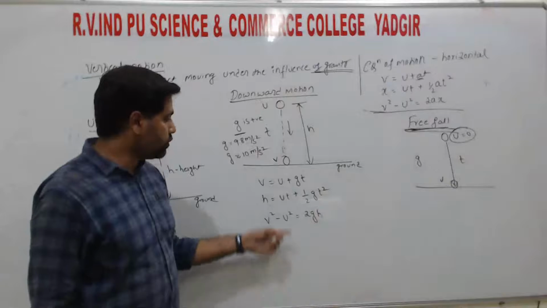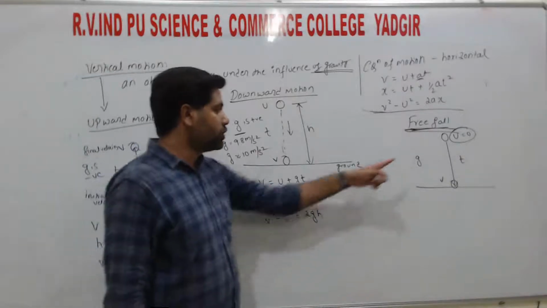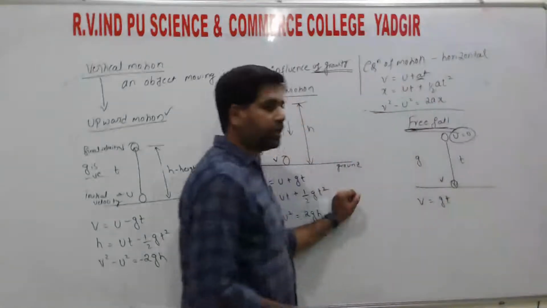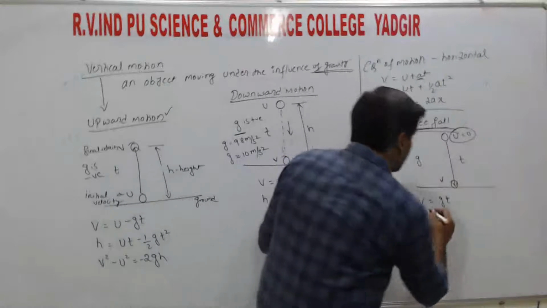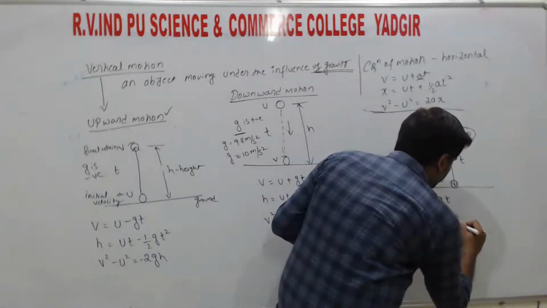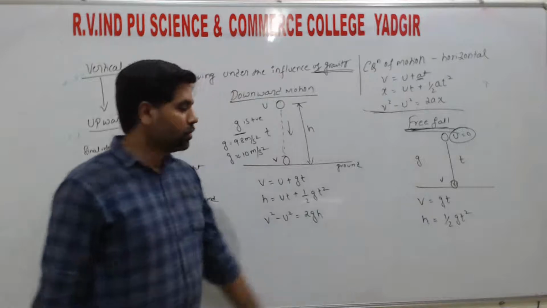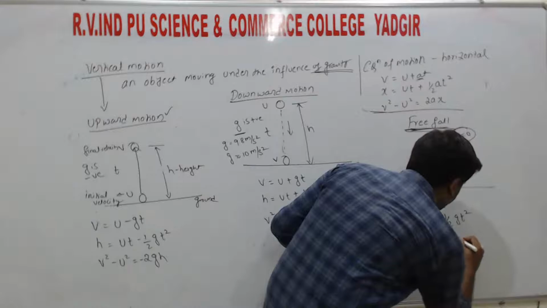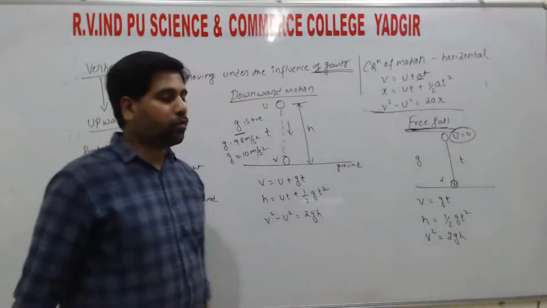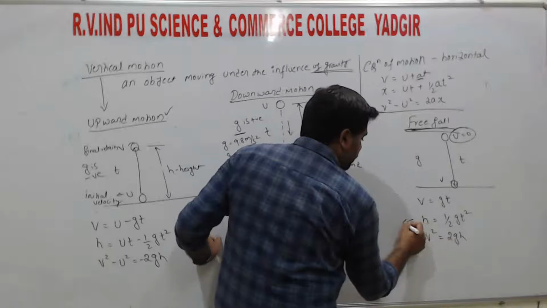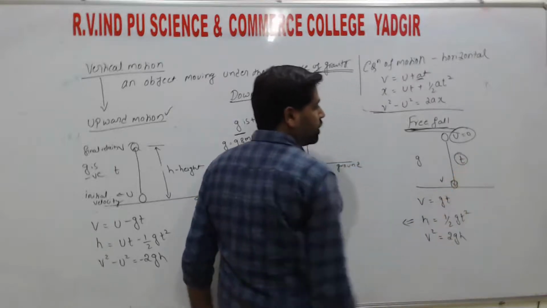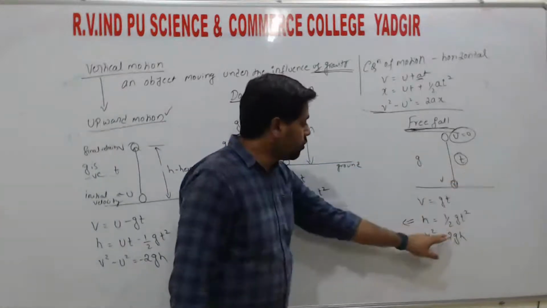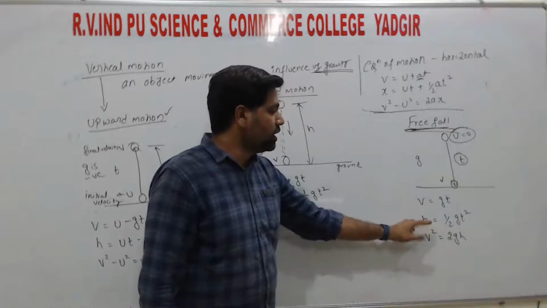Then the equations of motion become, wherever u appears, we substitute 0. So v is equal to g into t. Next, the second equation becomes h is equal to half gt square. Next, the third equation becomes v square is equal to 2gh. From these equations we can find the time taken to reach the ground when an object is freely falling, how much time it takes. That we are going to calculate using this relation.